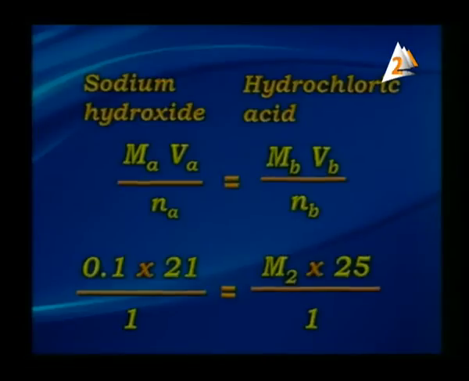What about MbVb divided by Nb? We have Mb, or M2 here, that's replaced by M2. And Vb is the volume of base, 25. The number of moles is 1, so it is divided by 1. I write it as M2 because we need the concentration of the base. It's easy to say that.